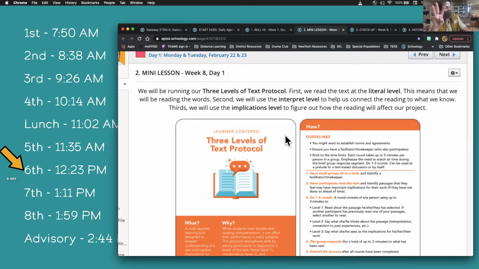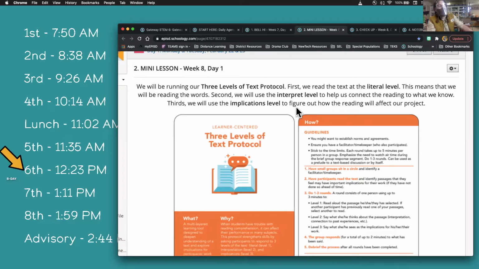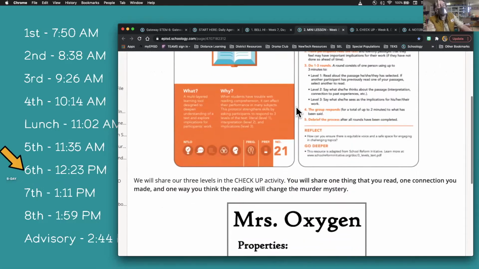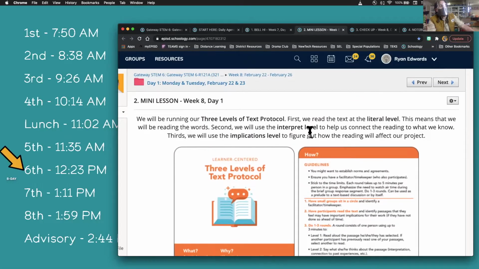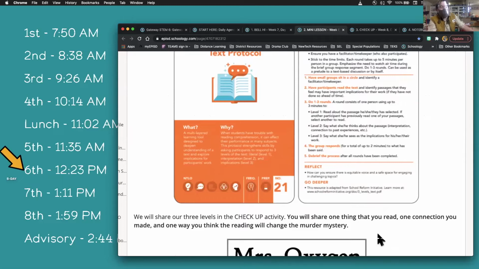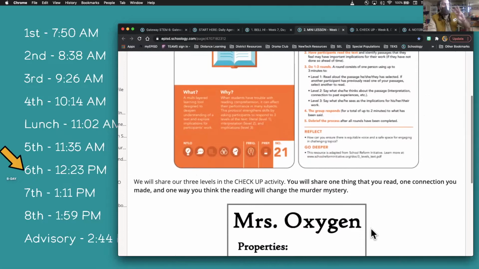Then we go to level 3, and this is the hardest level. This is the implications level. You're going to try to figure out how what you saw and learned in this text is going to affect you in the long run. How is it going to affect the murder mystery? How is it going to affect your ability to solve the mystery? How do the connections you made impact how you're going to solve the murder mystery or what you think about the murder mystery? So we have 3 levels.